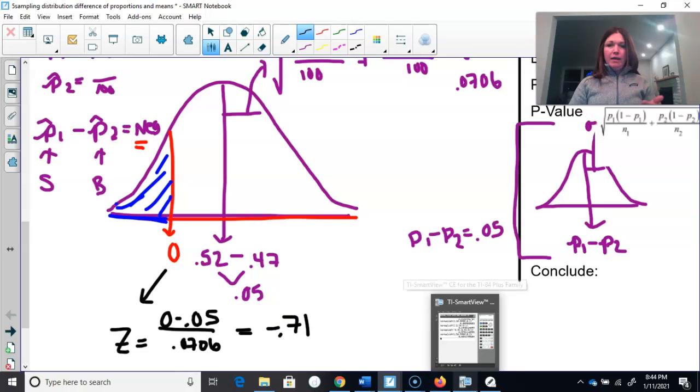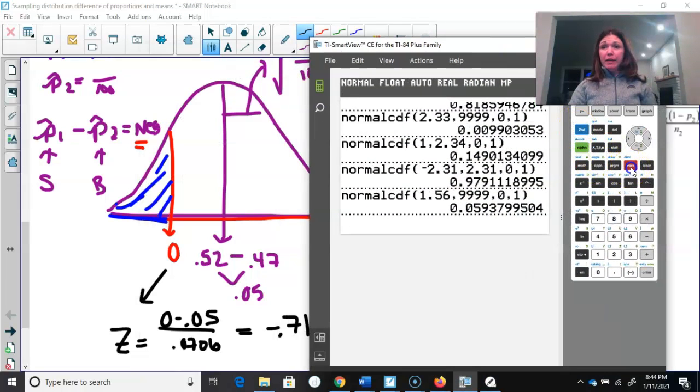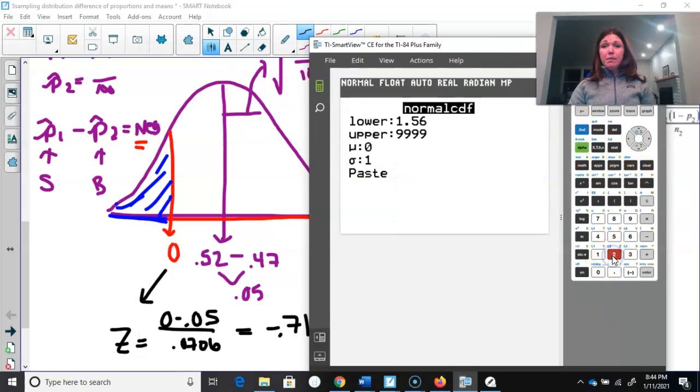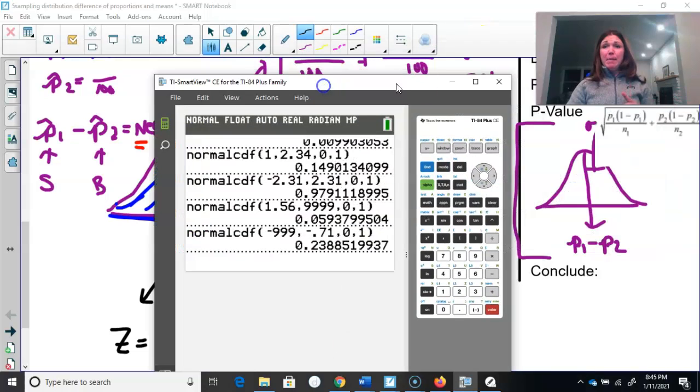I'm now going to go to my calculator, but I'm going to give you a second to write all this down in case you're behind. I did a lot of explaining earlier, but just in case you're a little behind. I'm going to go to my calculator. I'm going to do my normal CDF, so second vars. Normal CDF is number 2. My lower bound is over here, so that's going to be negative 999. My upper bound is going to be my z-score, negative 0.71. I keep mu as 0 and standard deviation is 1, and I hit paste, and I get a probability of 0.2389. That is my p-value.